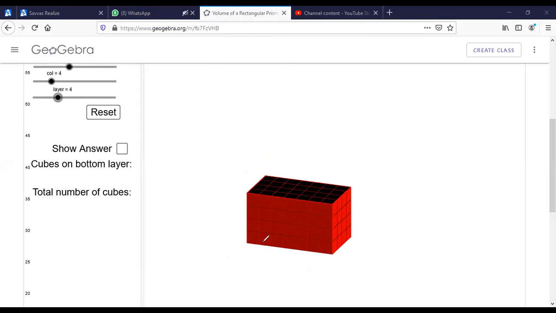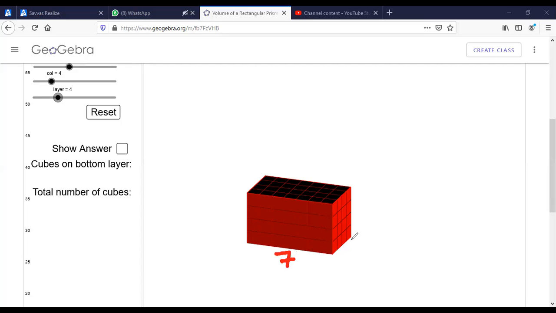I need to know three things to find the volume. What are these three things? I need to find the length of the base, okay? So here, the length: 1, 2, 3, 4, 5, 6, 7. So the length is 7 here, okay?